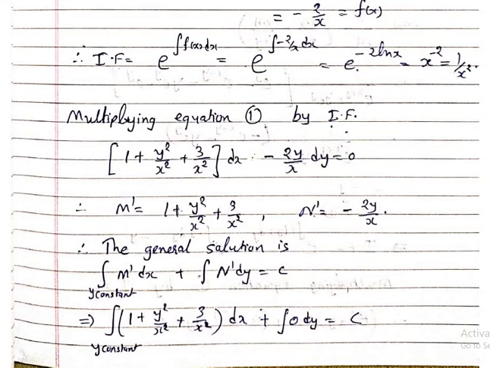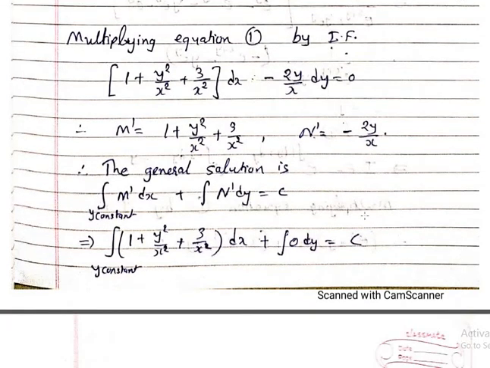So M dash will be 1 plus y square by x square plus 3 upon x square, and N dash is equal to minus 2y by x, and therefore your general solution will be integration M dash dx plus integration of N dash terms free from x dy is equal to c. So M dash is (1 plus y square upon x square plus 3 upon x square) dx plus 0 dy is equal to c.